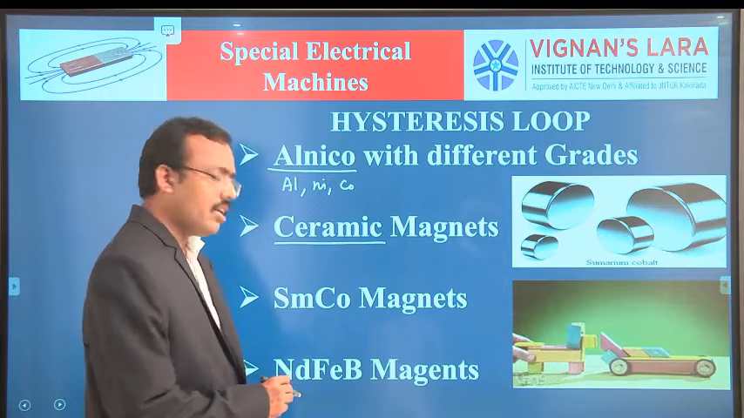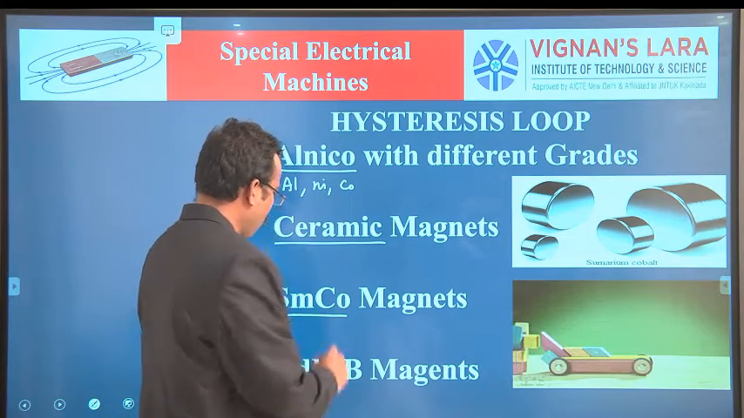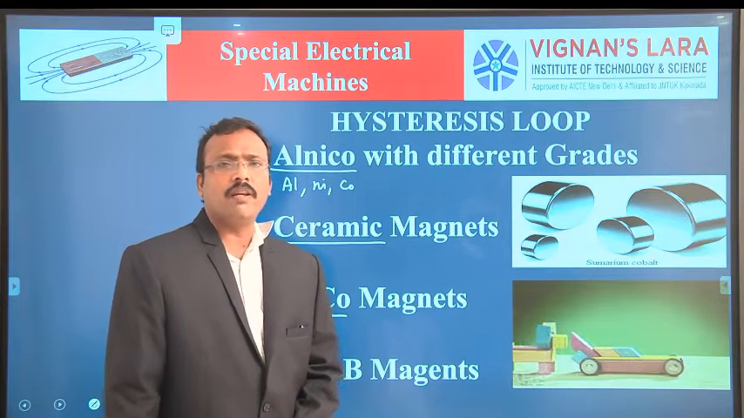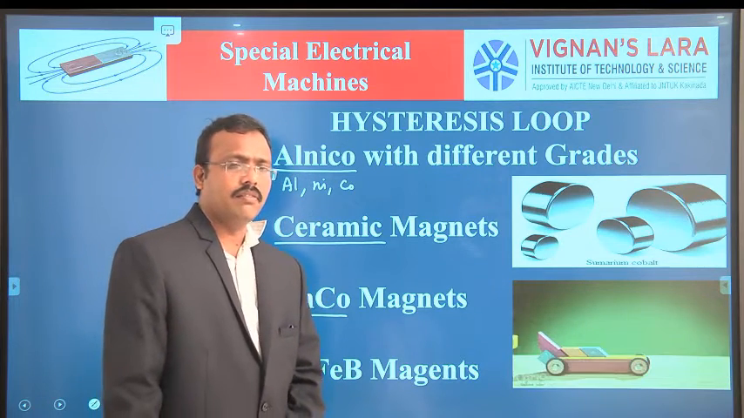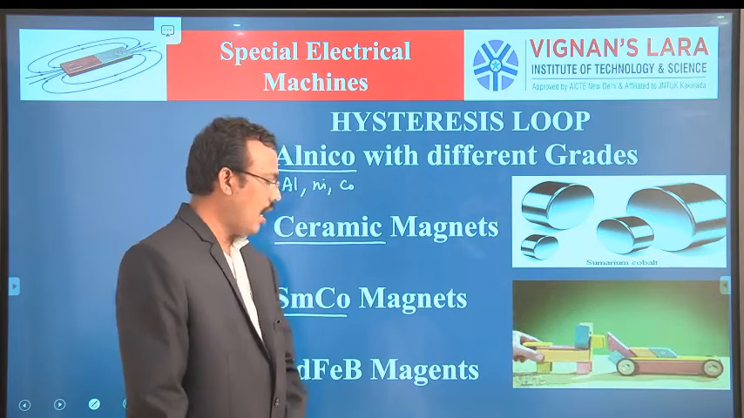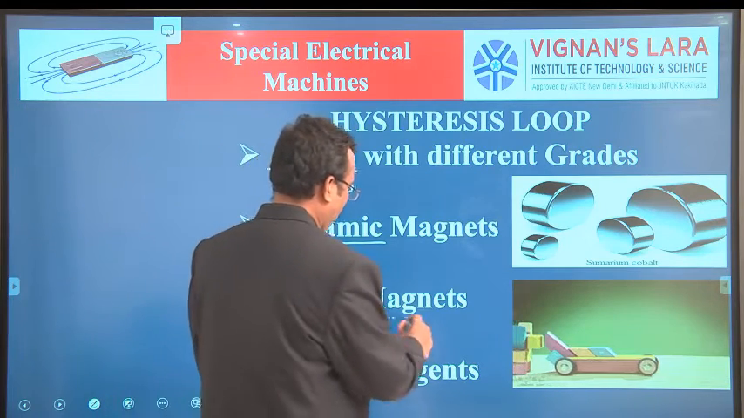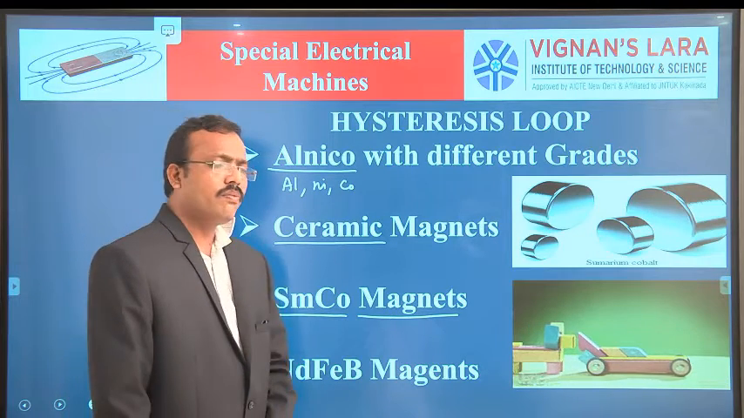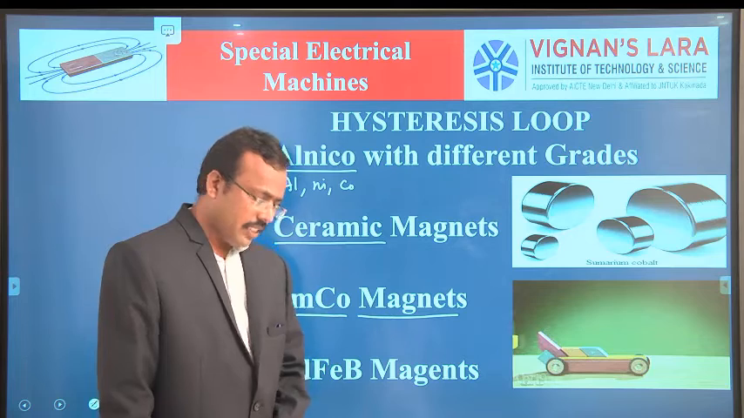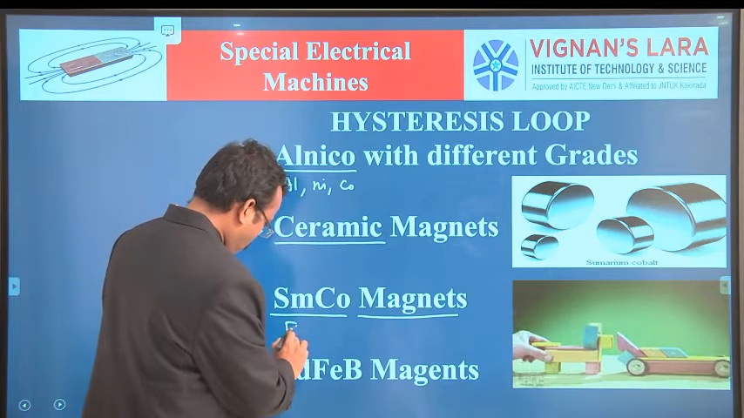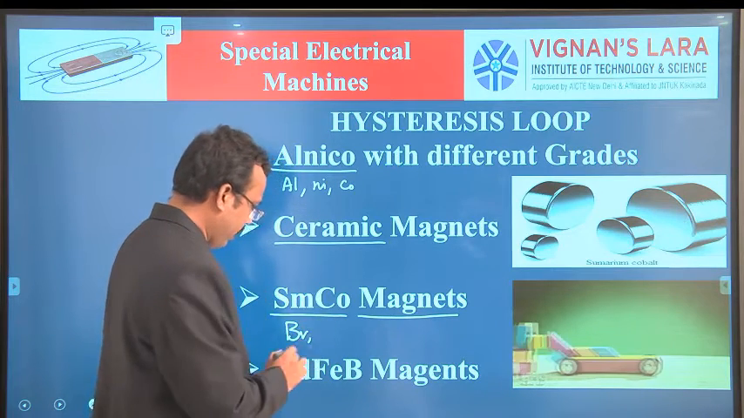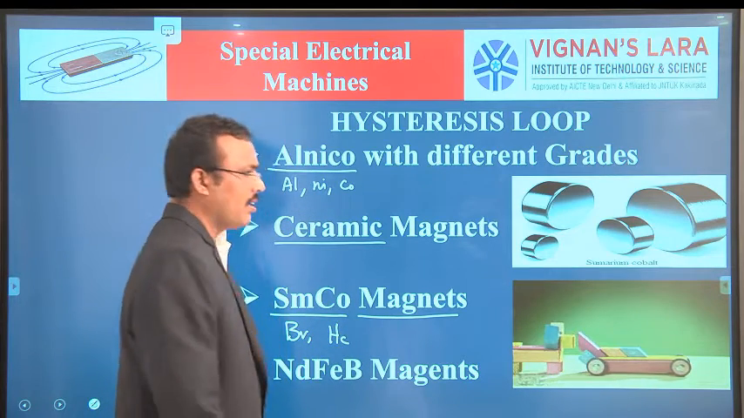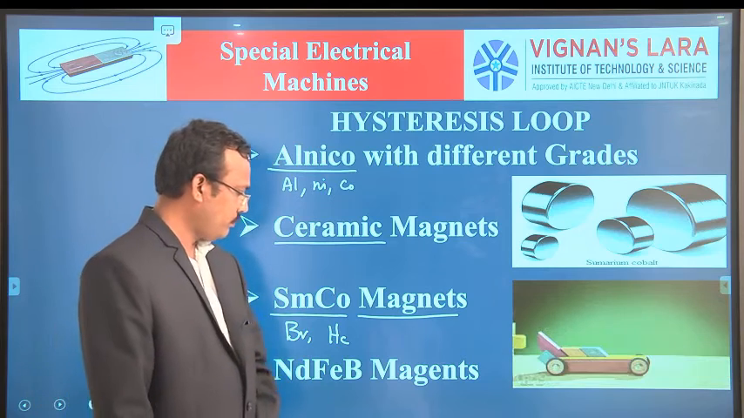The next magnet is SmCo, the samarium cobalt magnet. This is a very popular magnet for magnetic motors and generators. The values of retentive flux density BR and coercive force HC are both high.